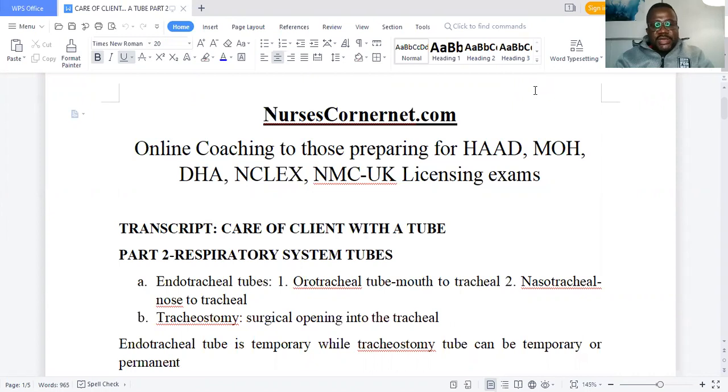So we are treating part 2 of the previous class where we did the care of the client with PEG tube and NG tube. So I'm going to share the link below so that you'll be able to go through the previous video. So today we're going to do respiratory system tubes.